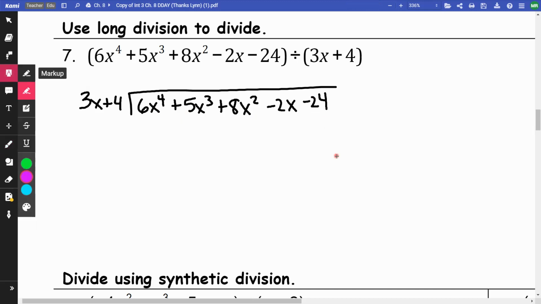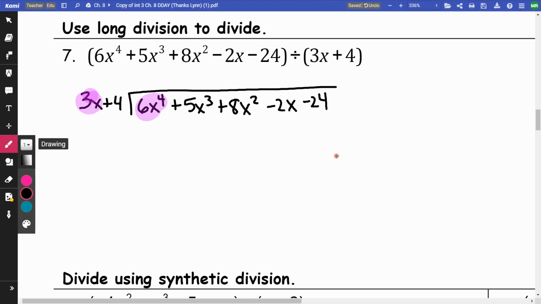So now when I'm doing this, I focus on my 3x and my 6x to the 4th. I'm not trying to do the whole entire problem at one time. So 3x goes into 6x to the 4th, or 3x times what gets me 6x to the 4th? Well, that is going to be a 2x to the 3rd. And notice I wrote my answer over the x cubed because this was an x cubed.